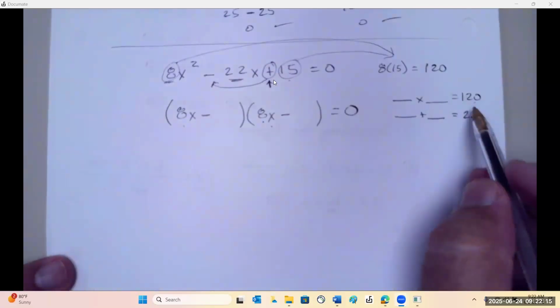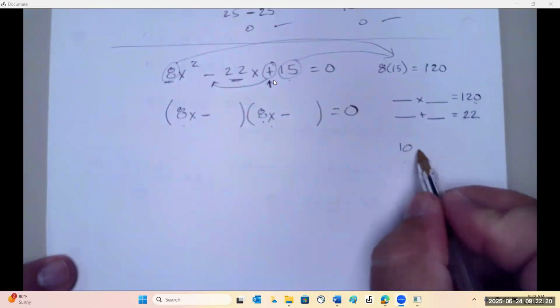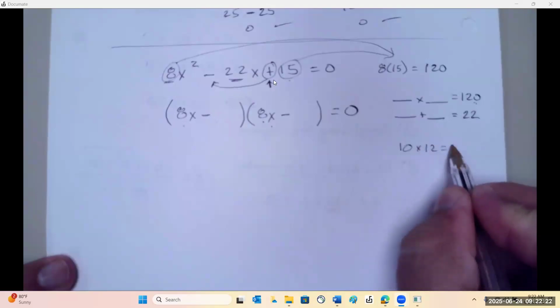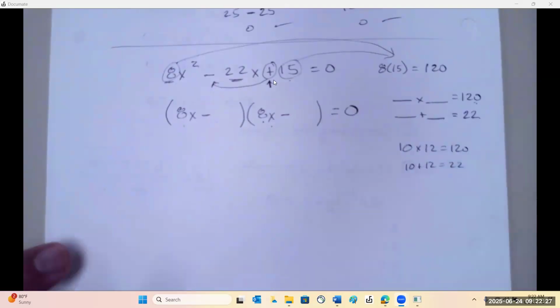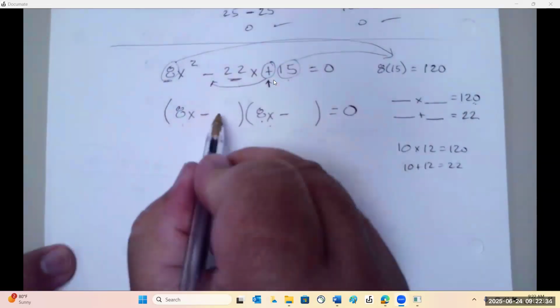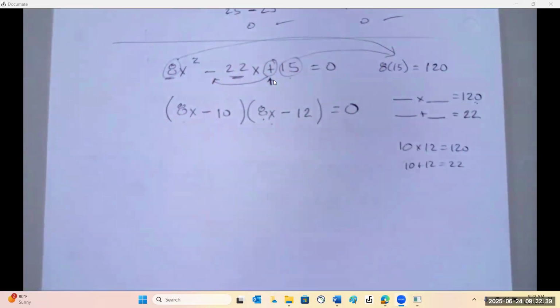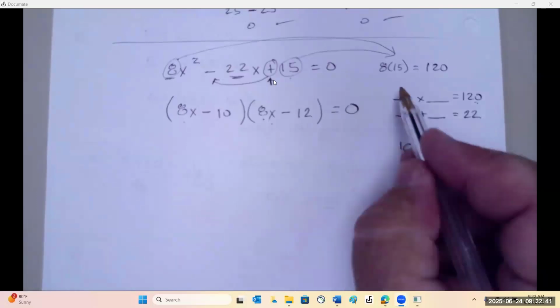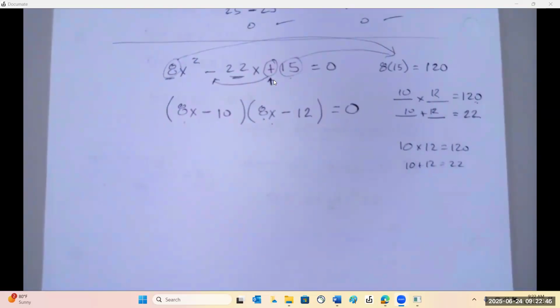So what two numbers multiply together to give you 120? Since it ends in a 0, we know 10's in there. So 10 times 12 is 120. 10 plus 12 equals 22. So we're pretty lucky there. And since they're both the same signs, it doesn't matter where they go. So I'll put 10 here and 12 here. 10 times 12, 10 plus 12. So far, so good.